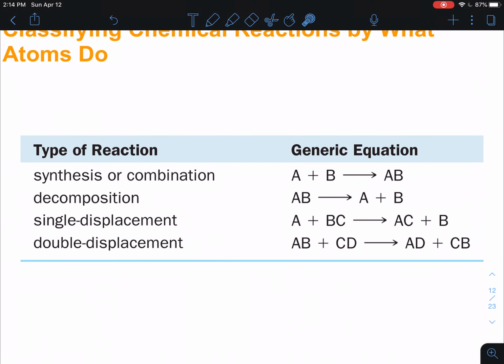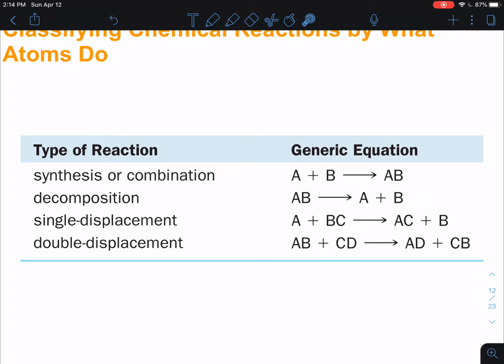So I'll take you through them really fast. There's synthesis or combination reactions, and that's very straightforward. You take one thing and you add it to another thing and you make one thing. So you're synthesizing, you're making something. You're combining two things into one. The opposite is a decomposition reaction. You start off with one thing and it decomposes into two things.